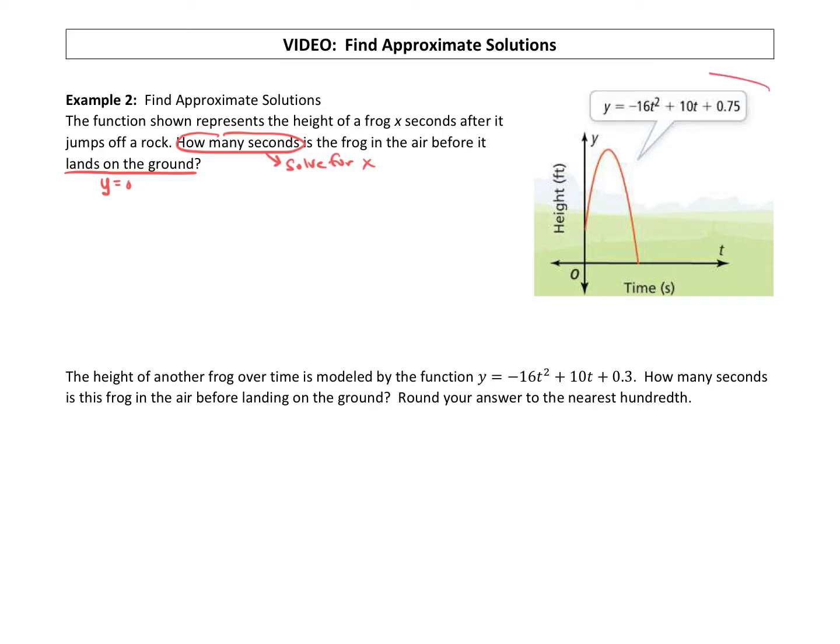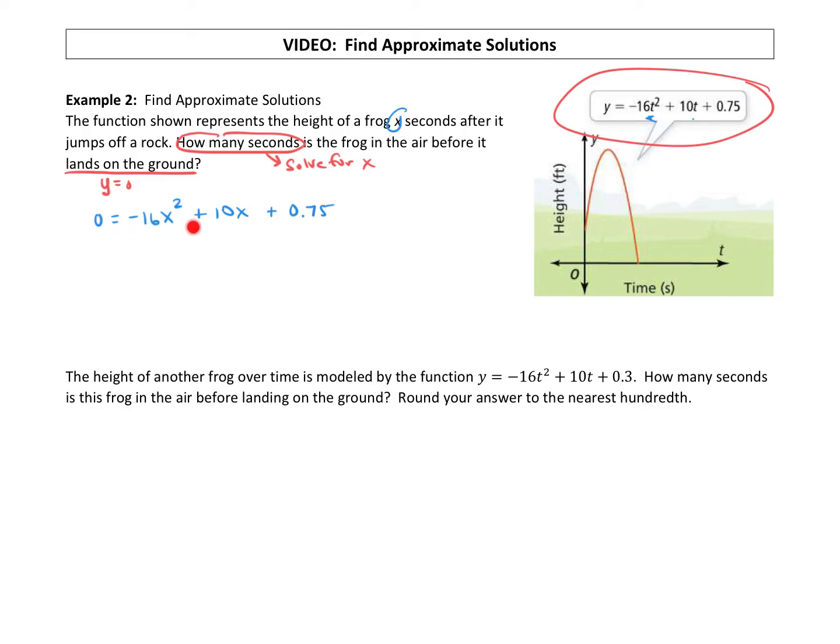So we take our quadratic equation over here, we're going to substitute in a 0 for the y. And now we have an equation we can solve. And this doesn't make any sense because it says x seconds, but we are in t's over here. So I'm just going to use x's. I don't like writing t's anyway. So negative 16x squared plus 10x plus 0.75.